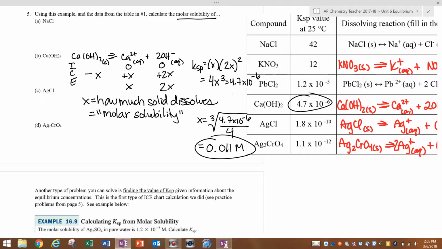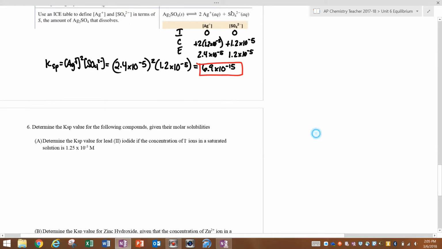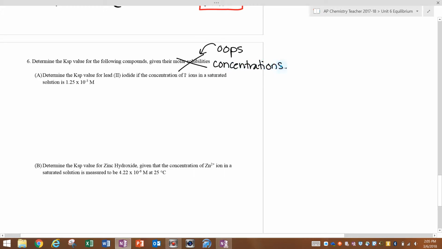Now let's look at a different type of problem. If we scroll down here, this is an example where you are going to find K given concentrations. So for number 6, actually I realized you're not necessarily given the molar solubilities. Oops, this is a typo. It should just say given ion concentrations. Sorry. So let's think about what this equilibrium system is.